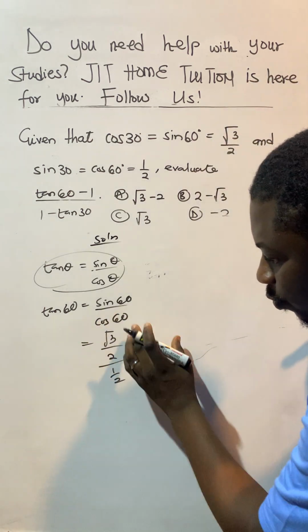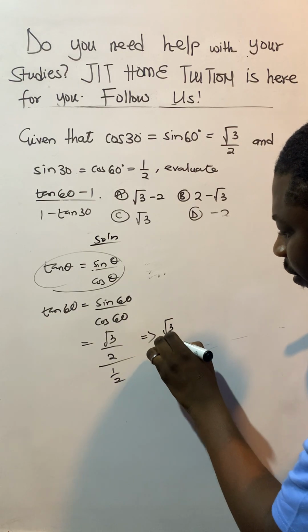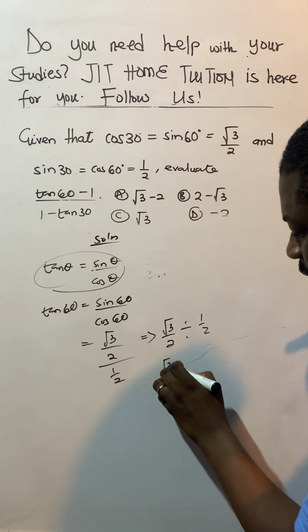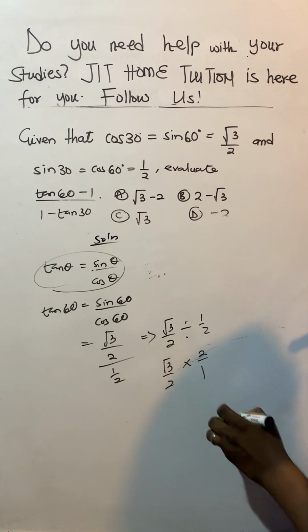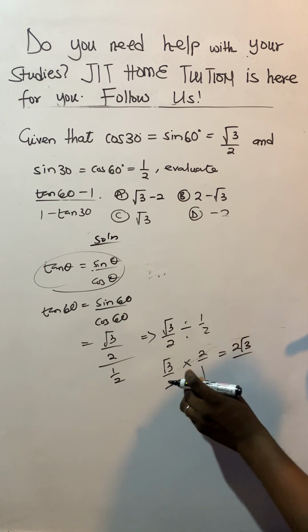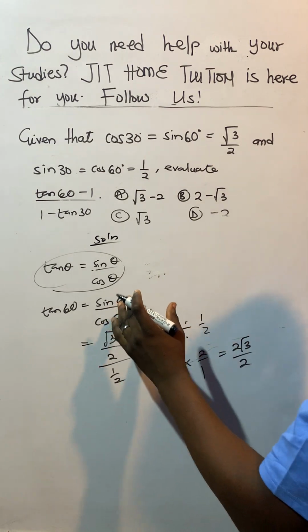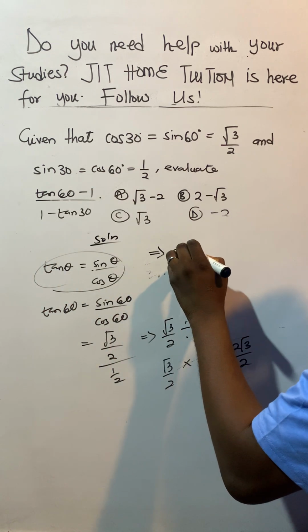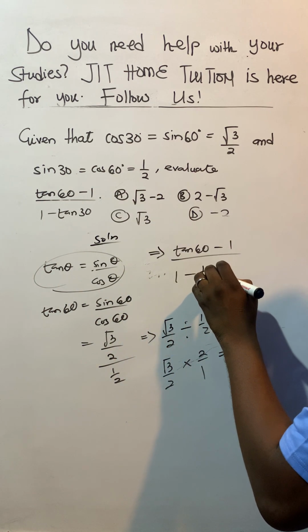Now, can we rewrite the whole thing as root 3 on 2 divided by 1 over 2? So you have root 3 on 2 times 2 over 1. When you multiply, the 2s cancel and that gives you root 3. Meaning that this term here, let me rewrite the whole question, which is tan 60 minus 1 on 1 minus tan 30.